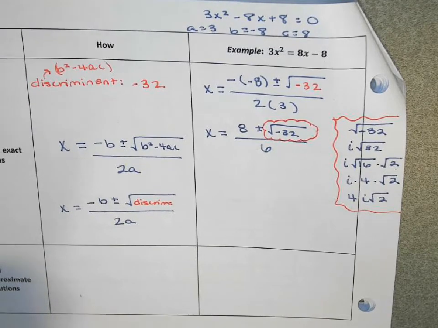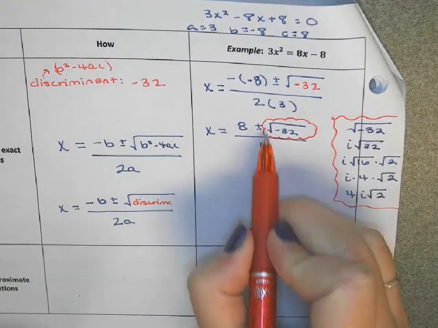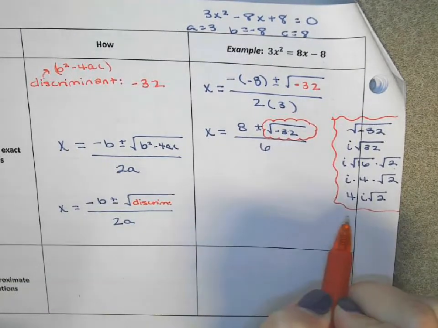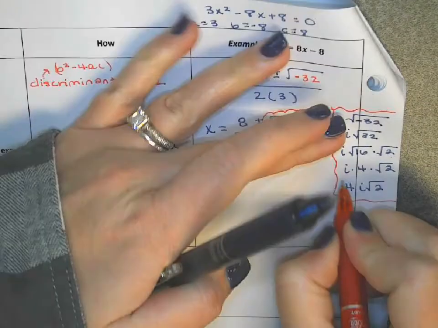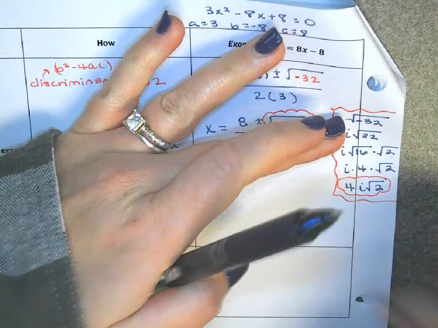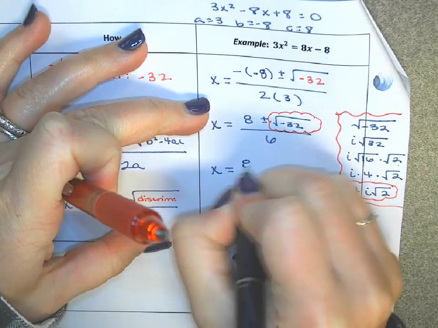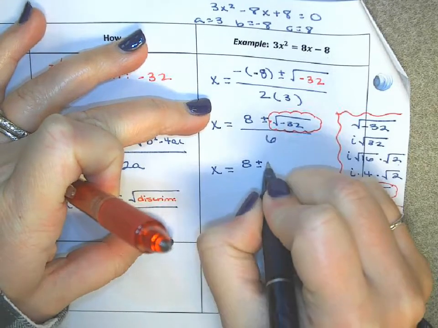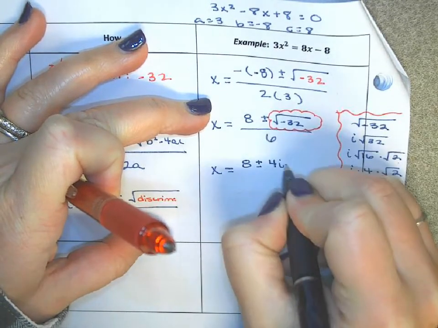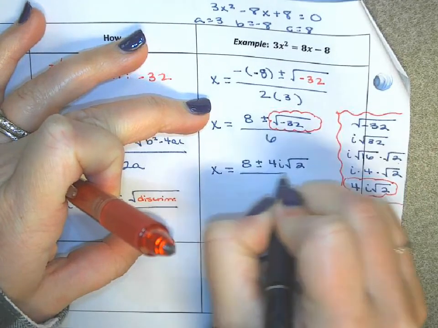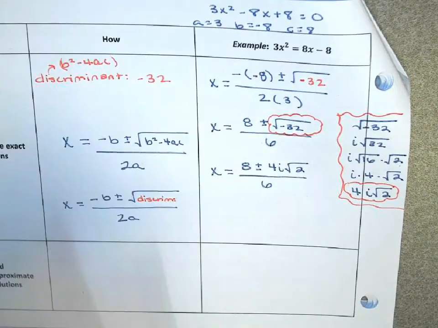Okay. All right, so now what I can do is replace this square root of negative 32 with this simplified version of it, which was the 4i square root of 2. So I'm going to rewrite this again. x equals 8 plus or minus 4i square root of 2 all over 6.